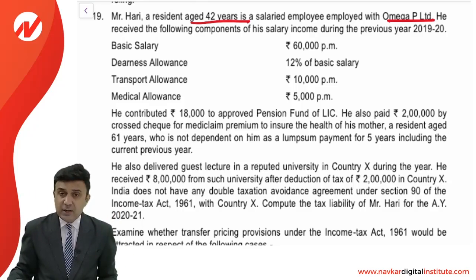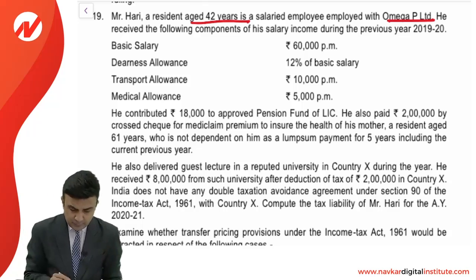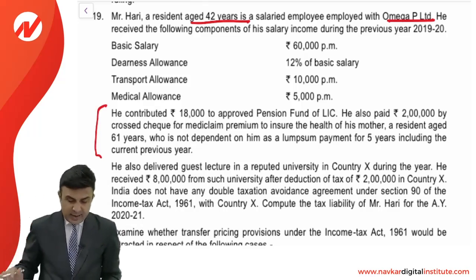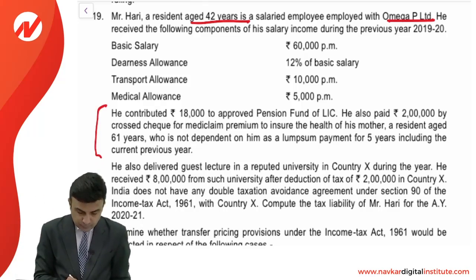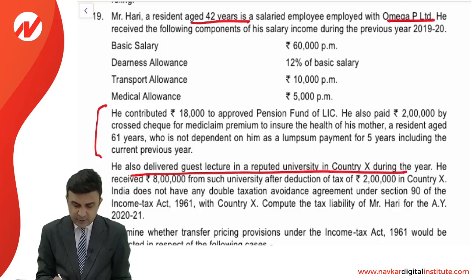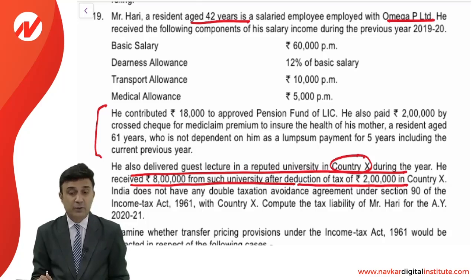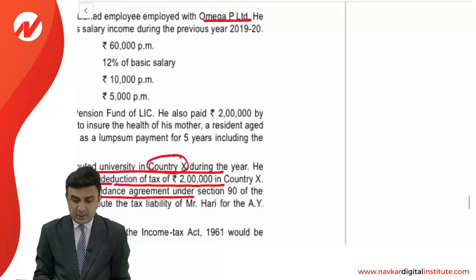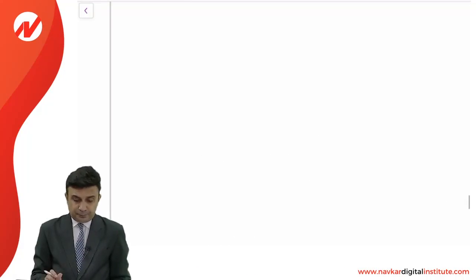You are given various information on the salary plus certain contribution for the LIC pension plan or Mediclaim. Now important. He also delivered a guest lecture in a reputed university in country X. So some foreign income. He received 8 lakh from such university after deduction of 2 lakh in country X, that is withholding of tax, that is TDS, with which India does not have any double taxation agreement. Compute the tax liability applying the DTAA.